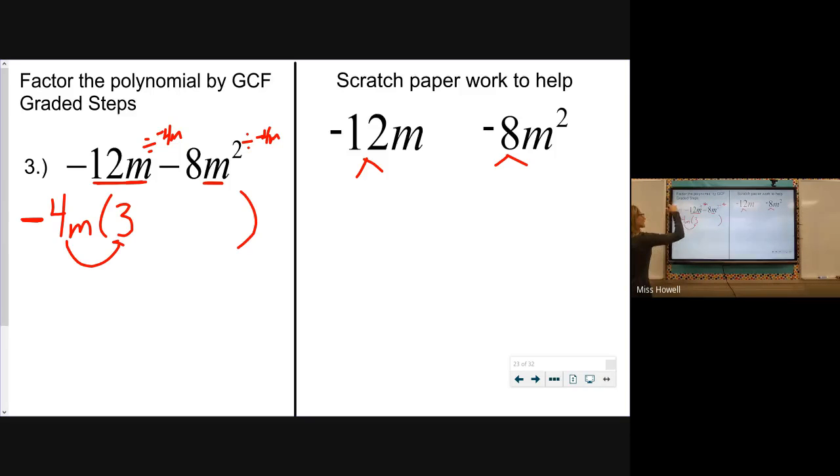Negative 8 divided by negative 4 would be a positive 2. And then m squared divided by an m would eliminate one of the m's, and we'd have 1m left over. Again, distribute and see if you're okay. Negative 4m times 2m, would it actually give us this negative 8m squared? Yep, we're good. It checks out.